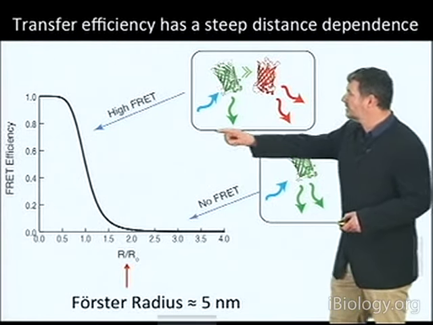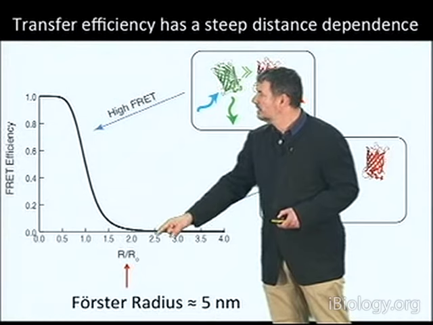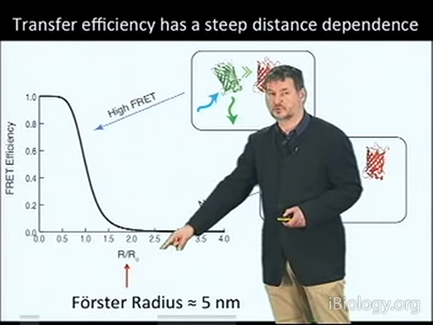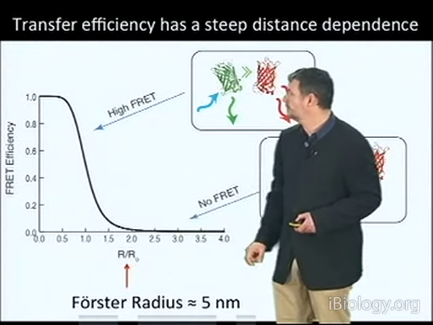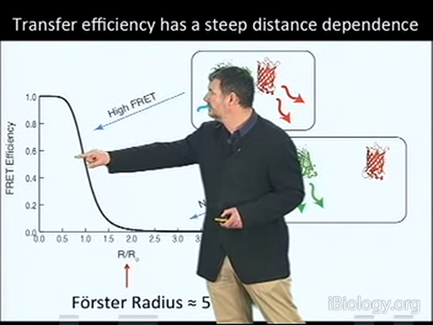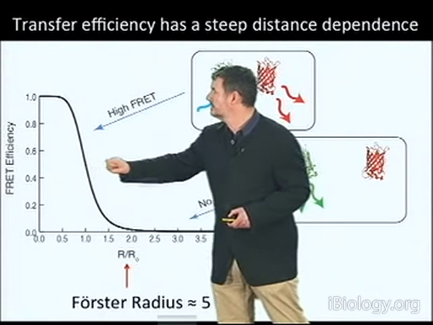So here I have plotted the FRET efficiency as a function of distance between the donor and acceptor in units of the Förster radius. So if you have a distance of 1 Förster radius, we must have 50% energy transfer, shown over here.